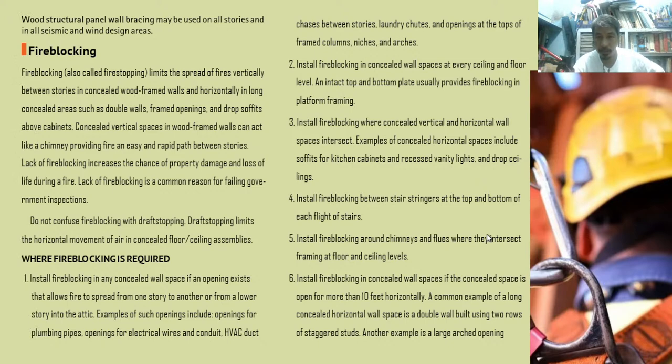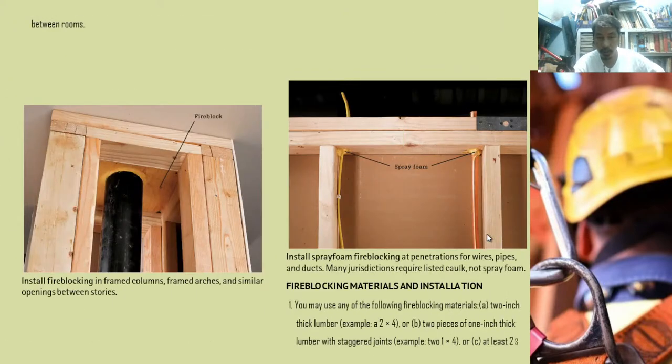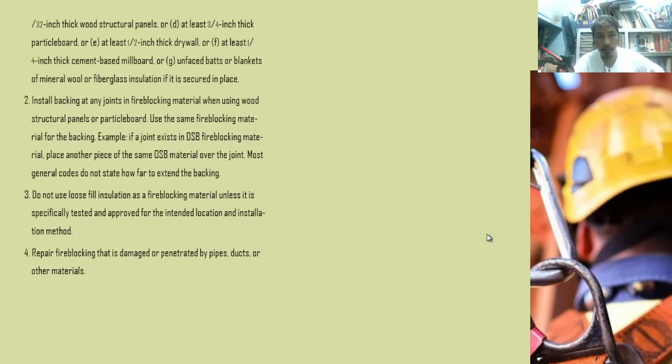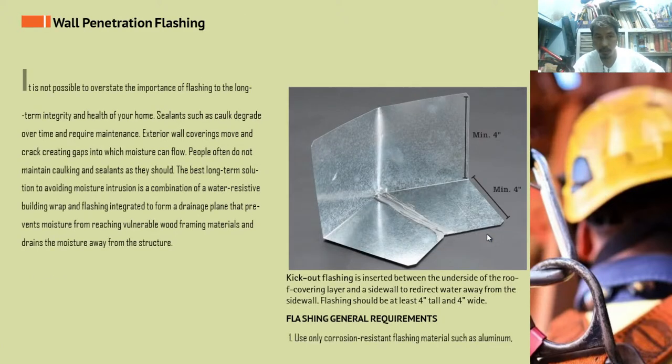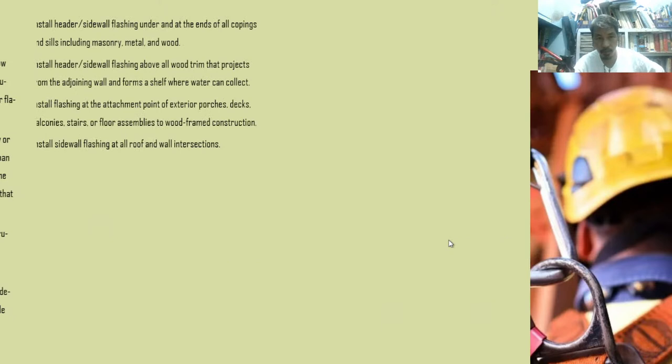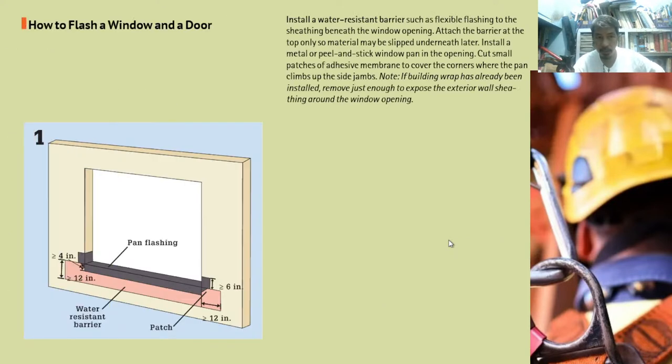Fire blocking. So this is on the walls. Okay. The fire blocking is on the walls. Style of fire blocking and frame columns. So there is a framing here. Frame arcs and similar openings between stories. That is fire block. Wall penetration flashing. We can put this up in order to flush, seal, okay, one area from another. So sealing required. How to flash a window and a door?